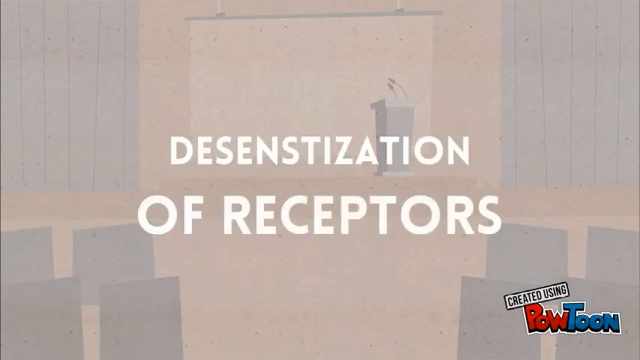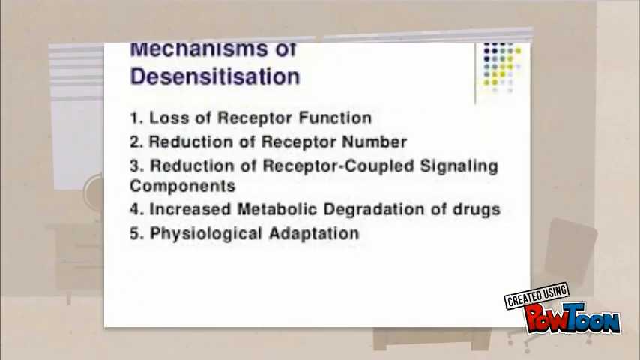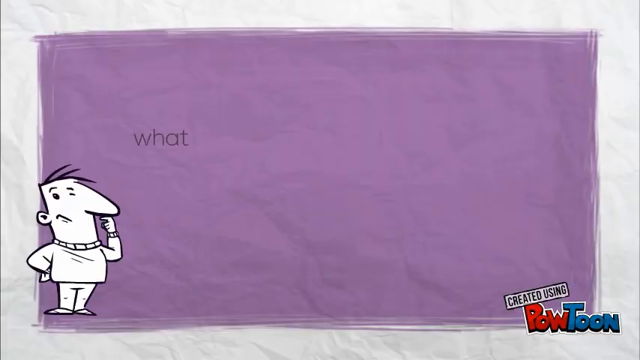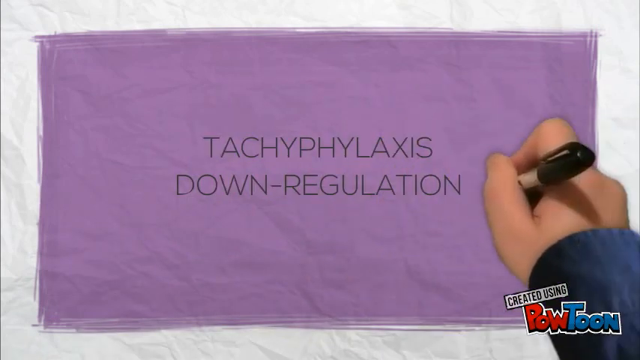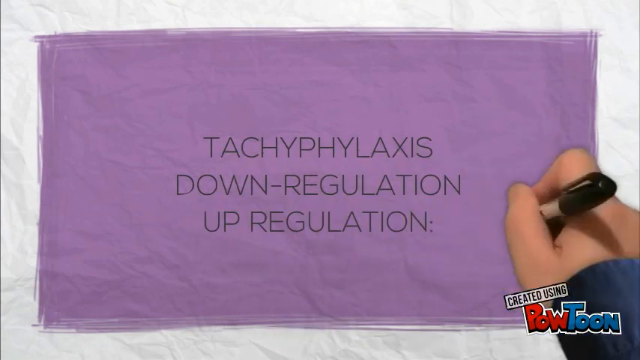Desensitization of receptors. What are the defense mechanisms of cells? Tachyphylaxis. Downregulation. Upregulation. Refractory receptors.